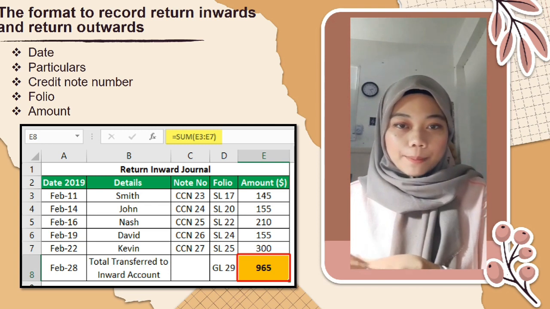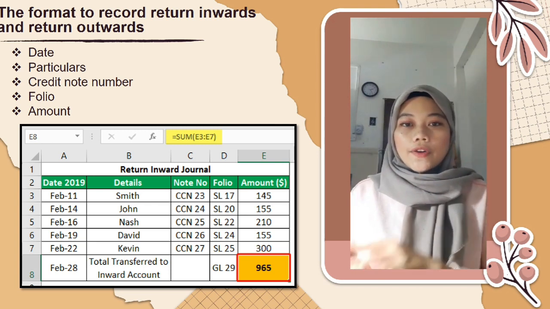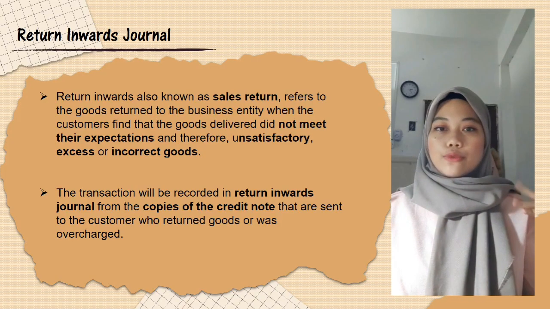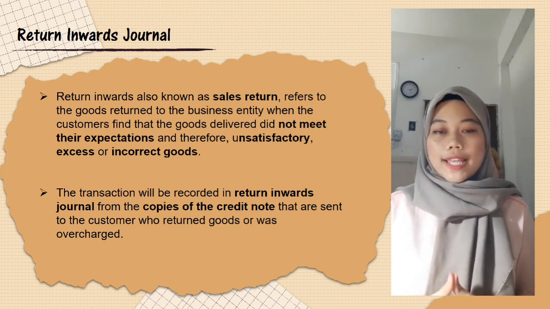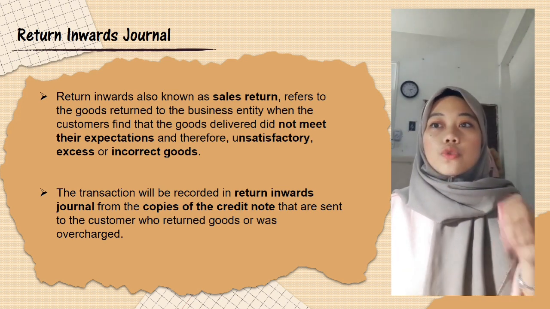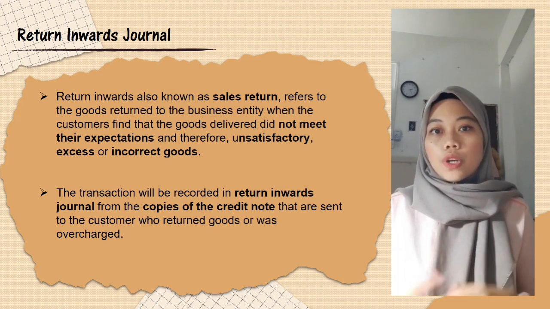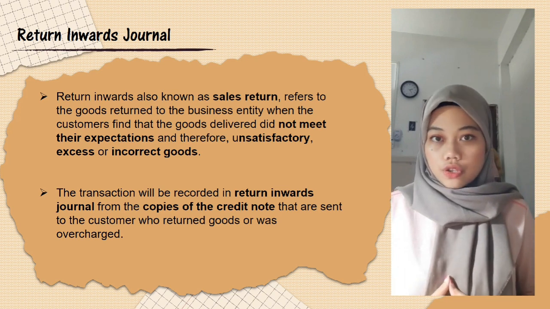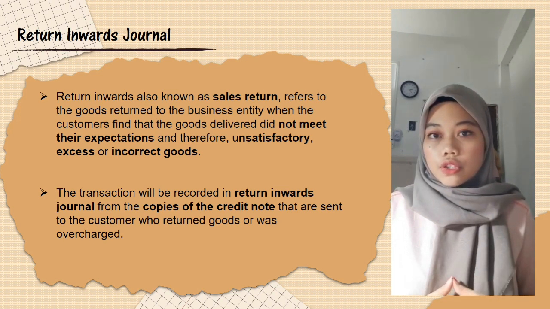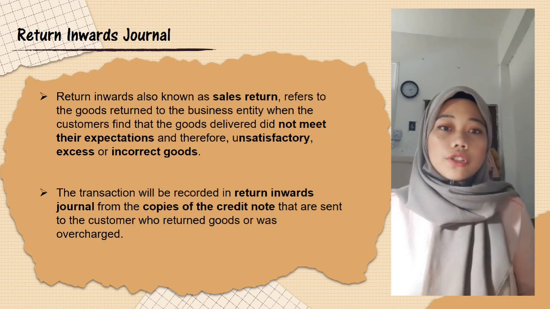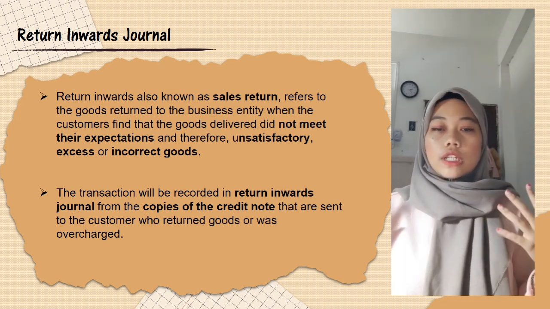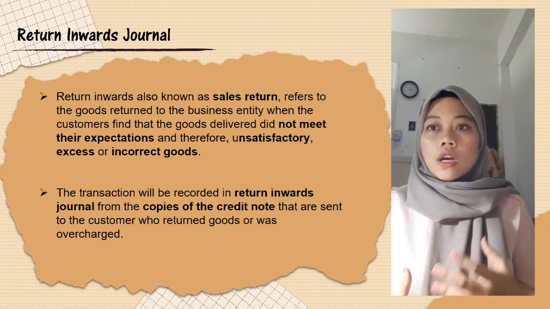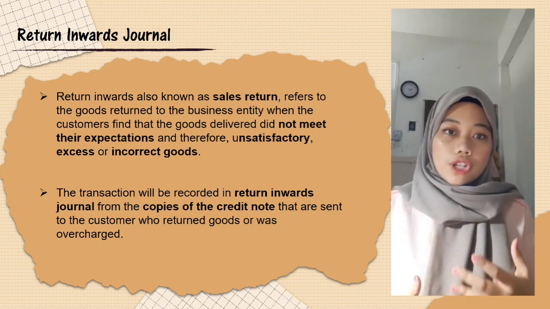I put the example under here so that you can see how returns inwards is recorded. So what is returns inwards journal? Returns inwards journal, also known as sales returns, refers to the goods that are returned to the business entity when customers find that the delivered goods do not meet their expectations and are therefore unsatisfactory, defective or incorrect goods. The transaction will be recorded in returns inwards journal from the copies of credit notes that are sent to the customer who returned the goods or was overcharged.